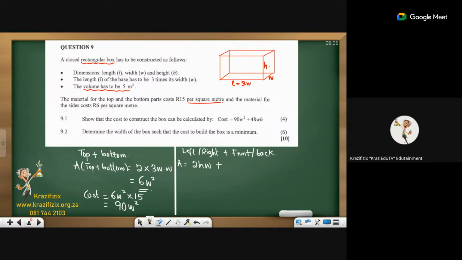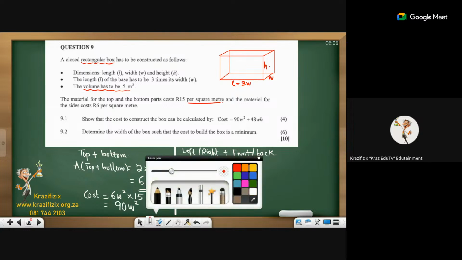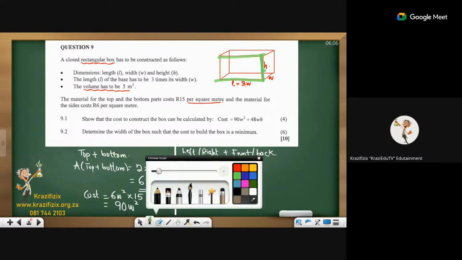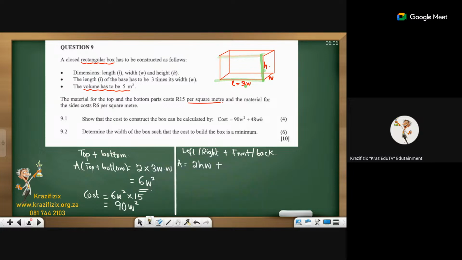plus front and back. Where's my highlighter? That's the front. H, let me use a green one, and L. You see, that's the front there. Rectangle. What are we going to have? H multiplied by 3W. But again, there are two of them. H multiplied by what? 3W. Okay, let's put it together. What do we have? 6HW. And that will give us 8HW.